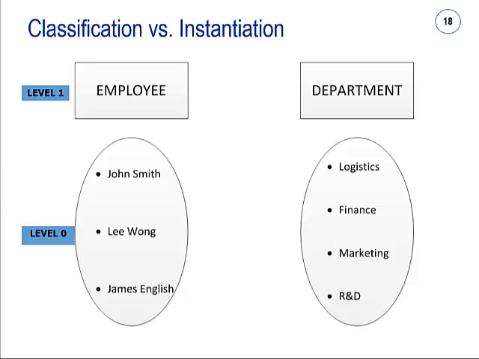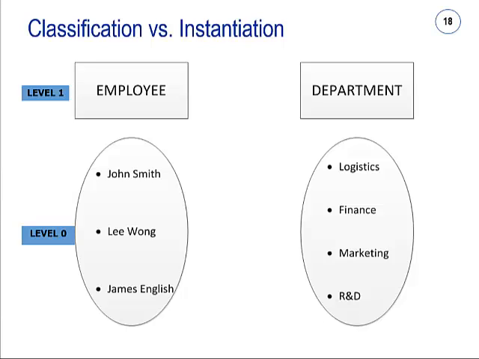Just as you have a distinction between an entity type and an entity, you will also have a distinction between an attribute type and an attribute. Product color is an attribute type. Blue is an attribute. Green is an attribute. Employee name is an attribute type. John Smith is an attribute. Department name is an attribute type. Logistics is an attribute. So here you can see the difference between classification and instantiation.